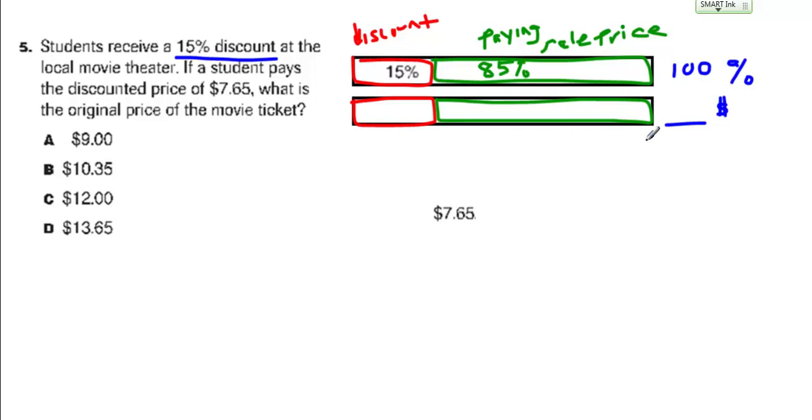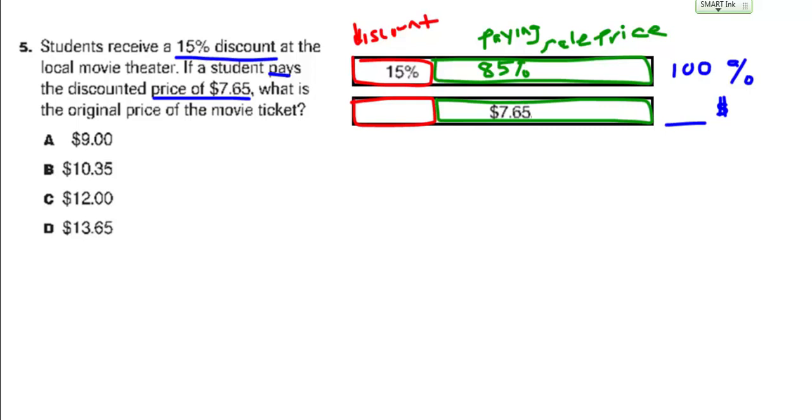Let's reread it again and make sure we understand where to put this number, because we've got to choose one of these three positions to put this $7.65. It says if a student pays the discounted price of $7.65. So that suggests it's not the full price, and it's not how much they're taking off of the regular price, although it does say discounted, so some students would fall for that and put it right here. It's actually the amount that the student is paying. We're going to put that amount right here in this box.